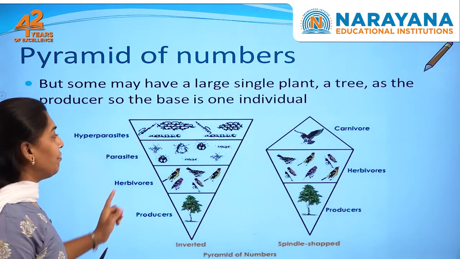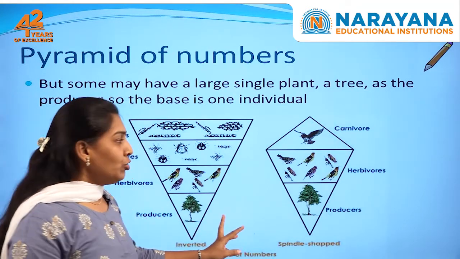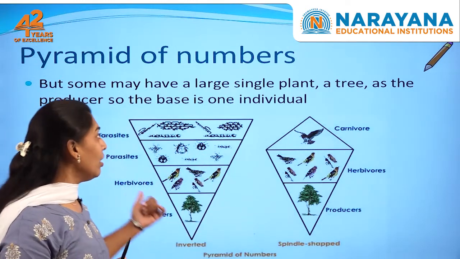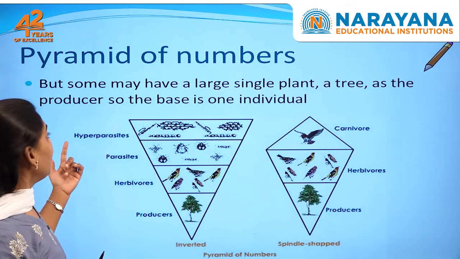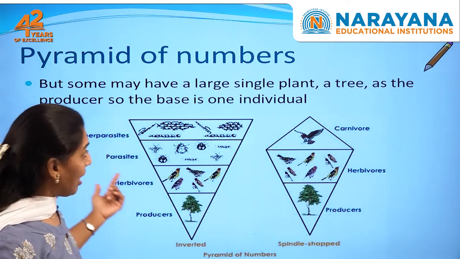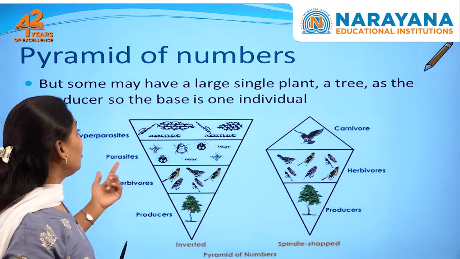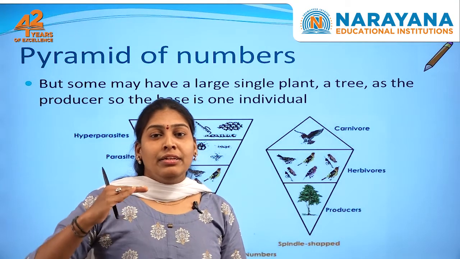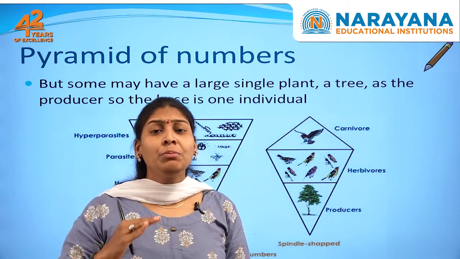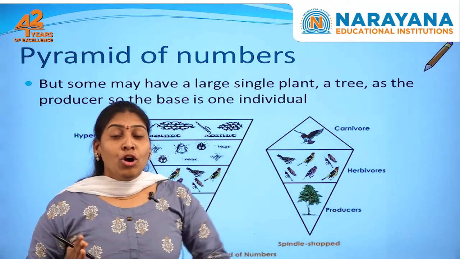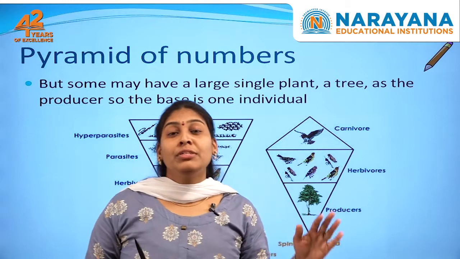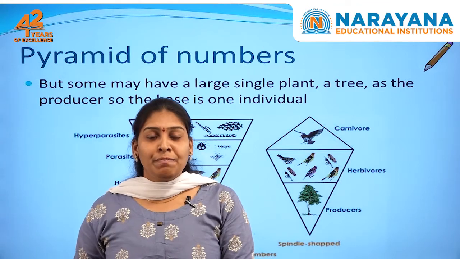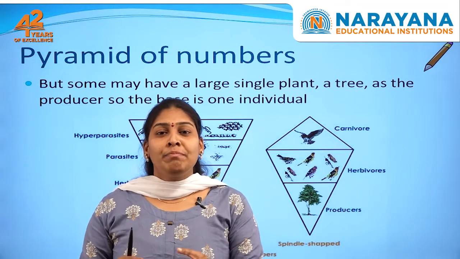Usually the pyramid is in an upright condition, but some are inverted or spindle shaped. For example, a large single plant or a tree, where the producer at the base is an individual. When you take one tree, the insects depending upon it are more, and the number of birds is not equal to the number of insects. The insects will be more compared with birds, so this does not look like a pyramid itself.